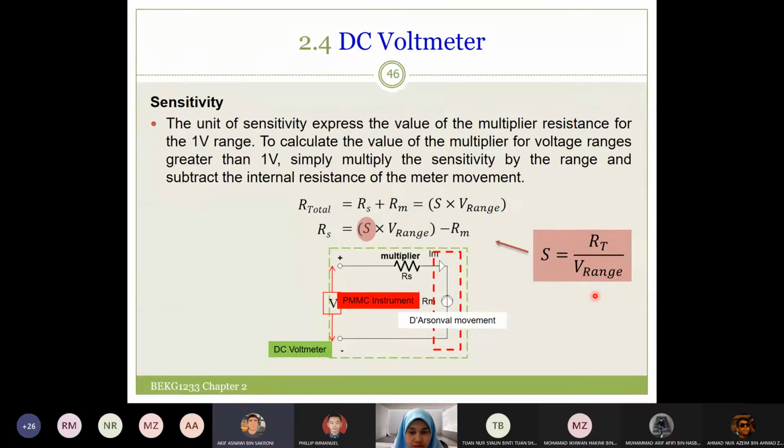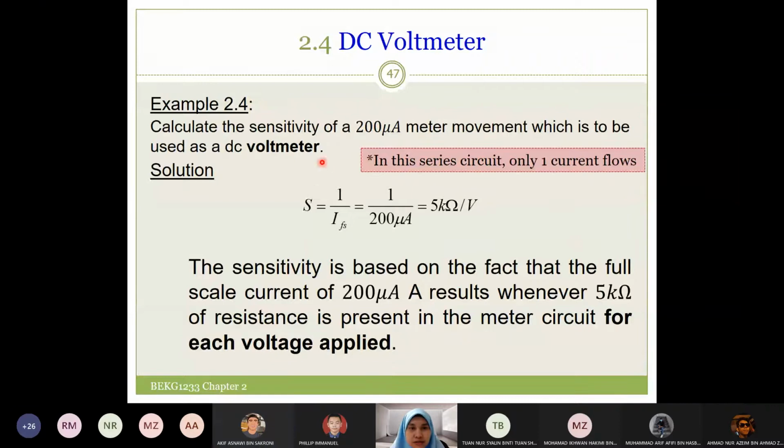No, Doctor. Okay, this is the example. Calculate the sensitivity of a 200 microamp meter movement which is to be used as a DC voltmeter. We have the current here. Which current? Don't worry, because this is a series circuit, only one current flows. S is equal to 1 over IFSD, which is 1 over 200 micro. So the sensitivity of this voltmeter is 5 kilo ohm per volt. The unit is ohm per volt.